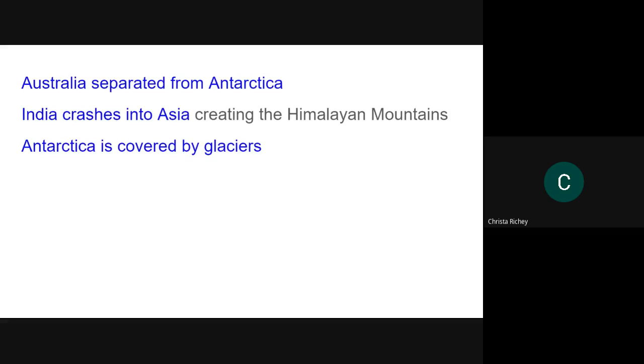Antarctica starts being covered by glaciers. That started about 35 million years ago. I'm pulling numbers that we wrote down yesterday. And because of glaciation, if the water is locked in ice, it's not available to be in the ocean, and the sea level starts to drop, and we start having land bridges. And so all of these things are happening at the end of the Paleogene.